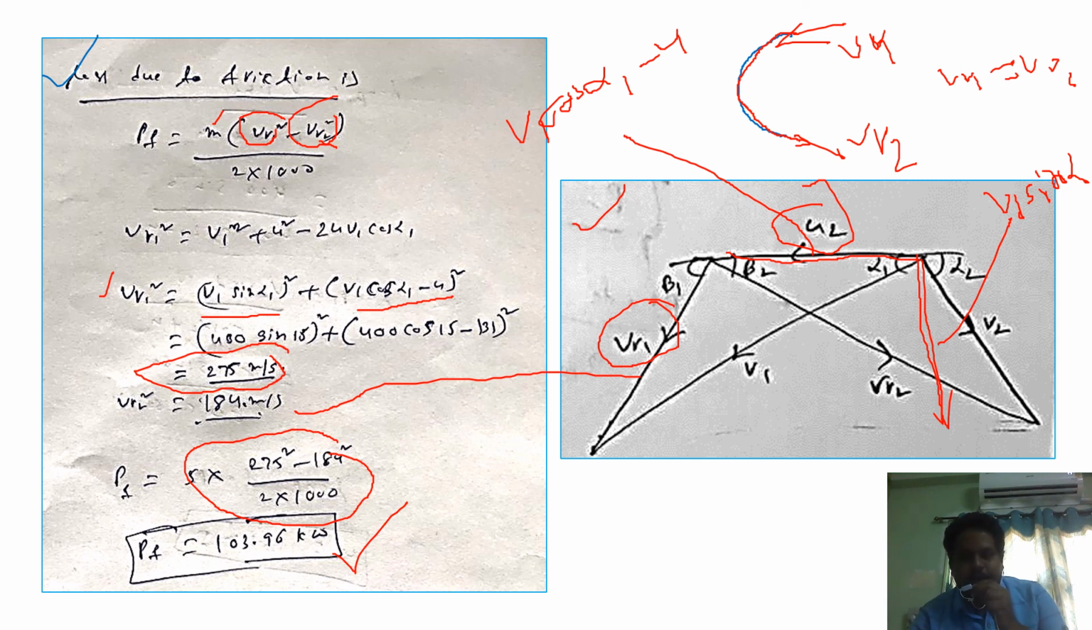With this I stop here. The third unit is over. In the next class I will start the fourth unit, impulse reaction turbine.